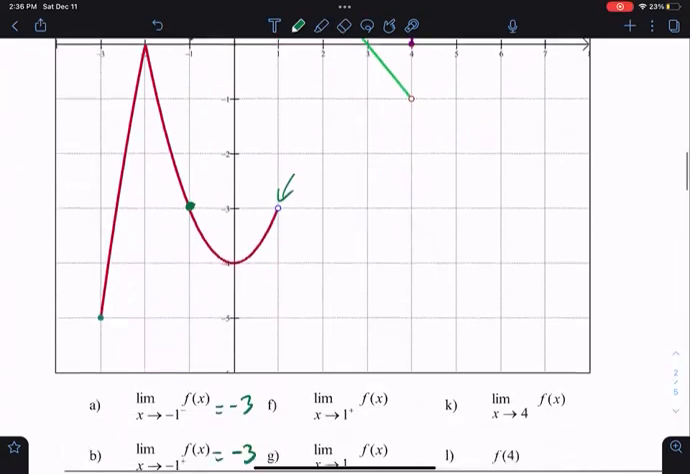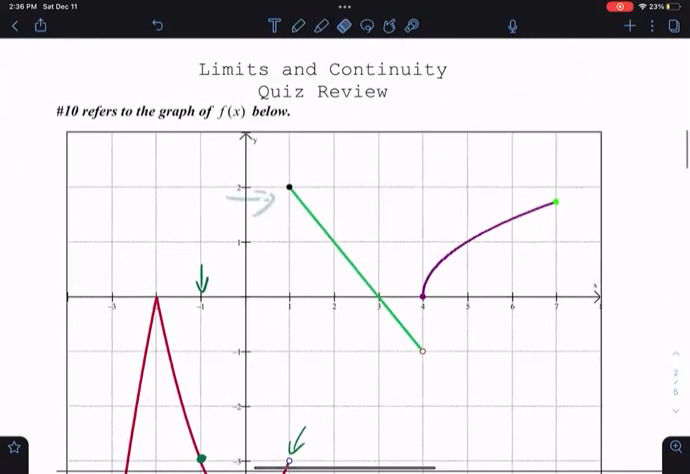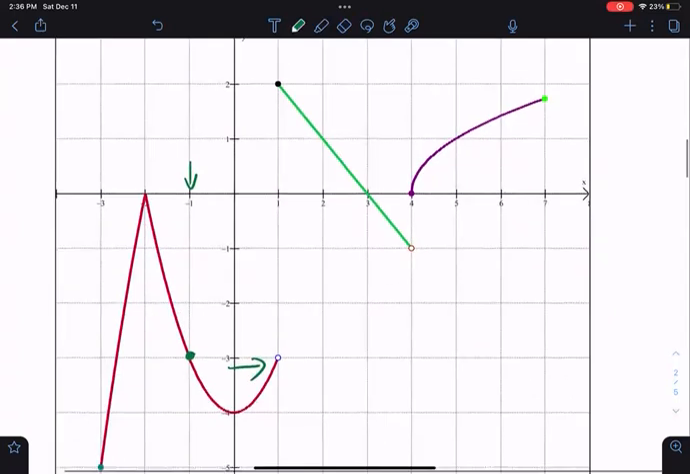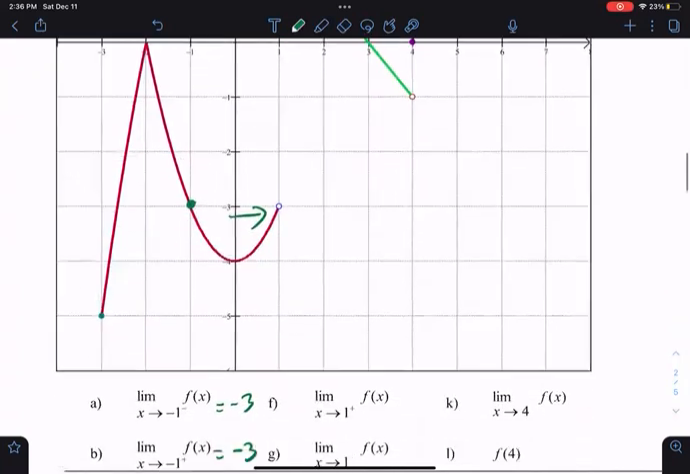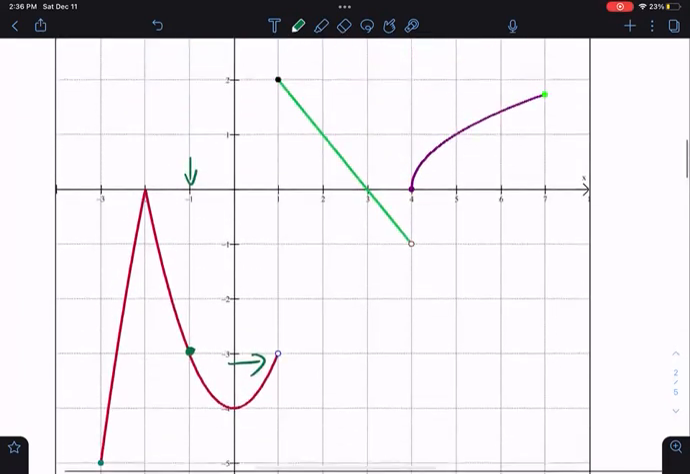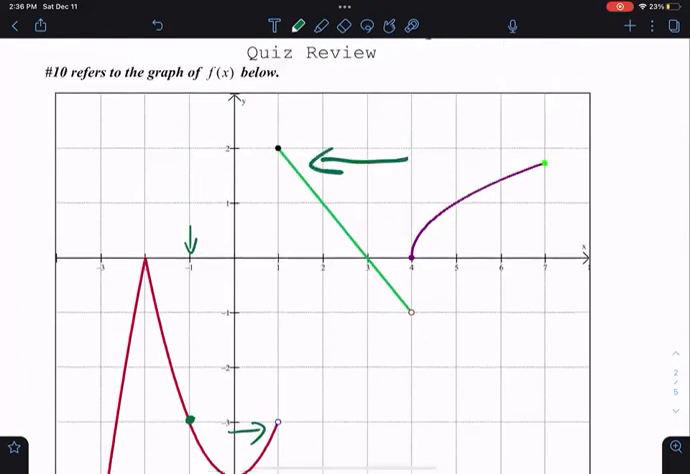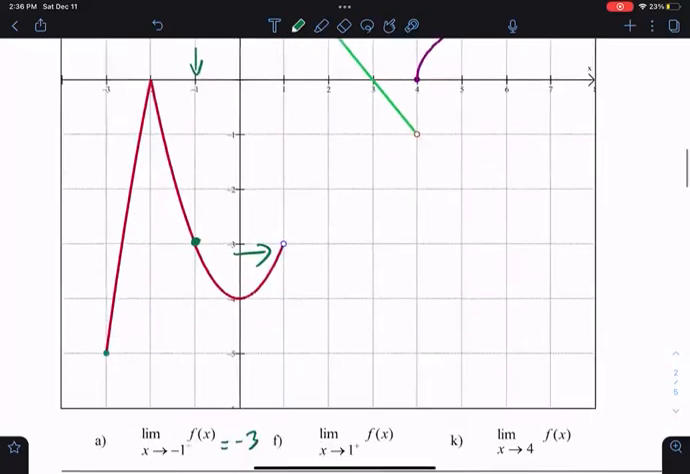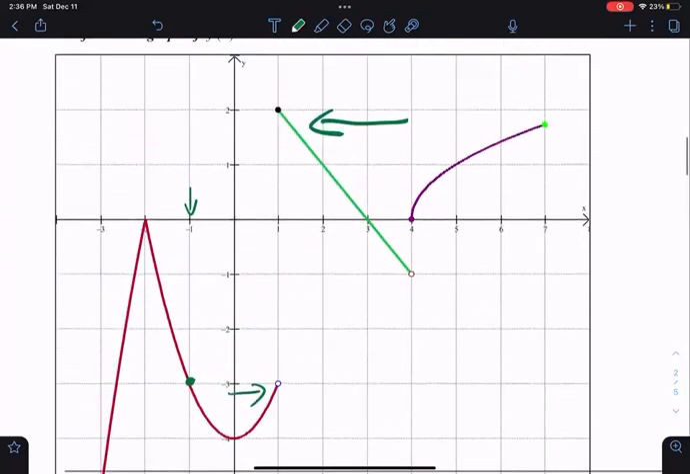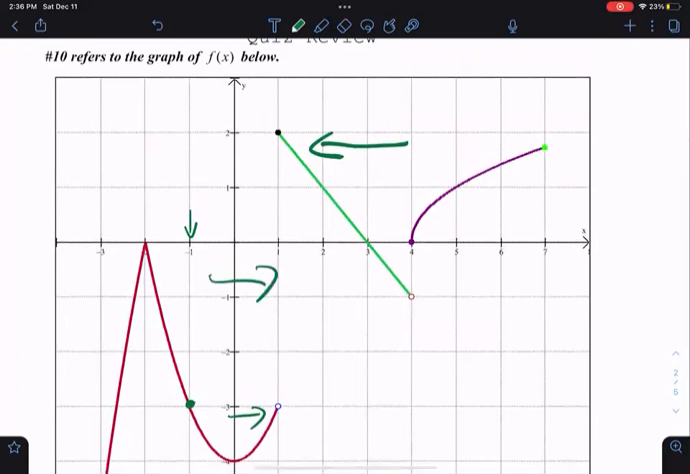From the left, we're approaching -3. You can see that from here, right? As x approaches 1 from the left, that is approaching -3. The limit as x approaches 1 from the right, so we're coming this direction, we're approaching 2, so that limit is 2, from the right. So here you can see that there's a jump, right?